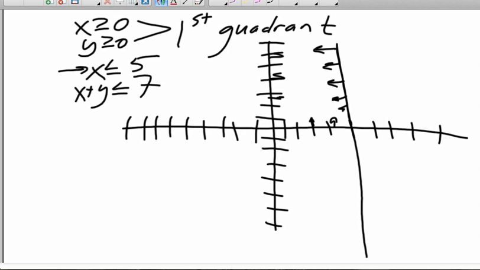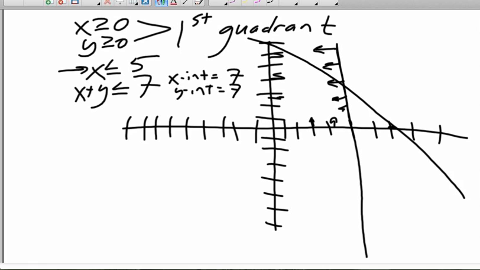So now I do this one, and again I deal with my x and y intercepts. So my x-intercept is 7. My y-intercept is also 7. So I come over and I plot my points. I graph these. And I pick the point (0, 0). So 0 less than or equal to 7, it's true. So this one is on this side.